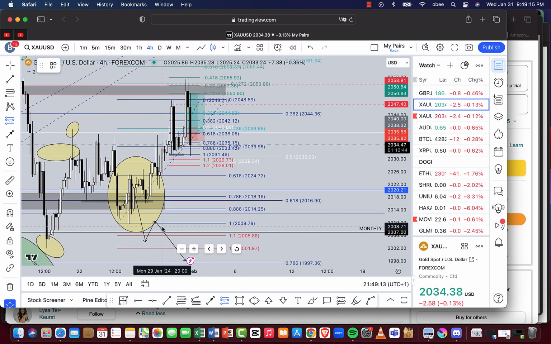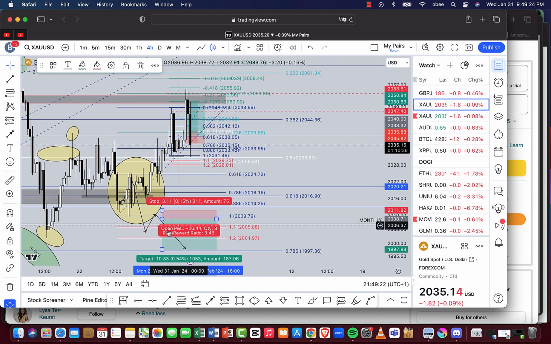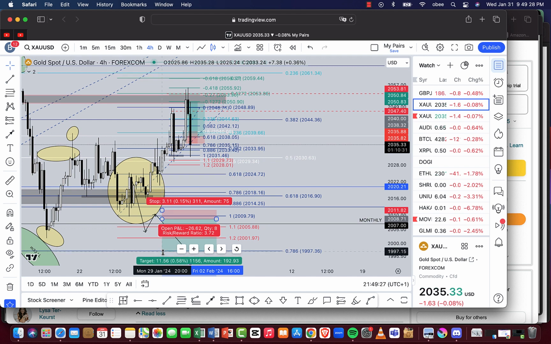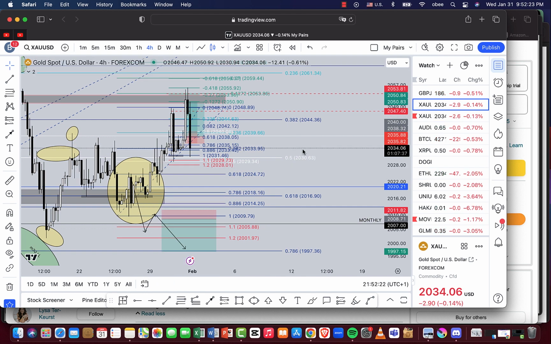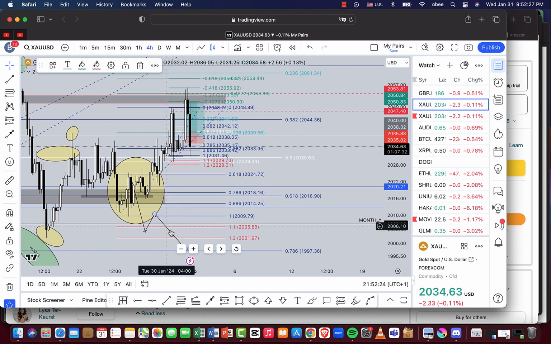Okay, so you can just go ahead and take your quick trade right there, with a target at the previous PRZ zone. Okay, so that was how I would have gone ahead and taken that trade.